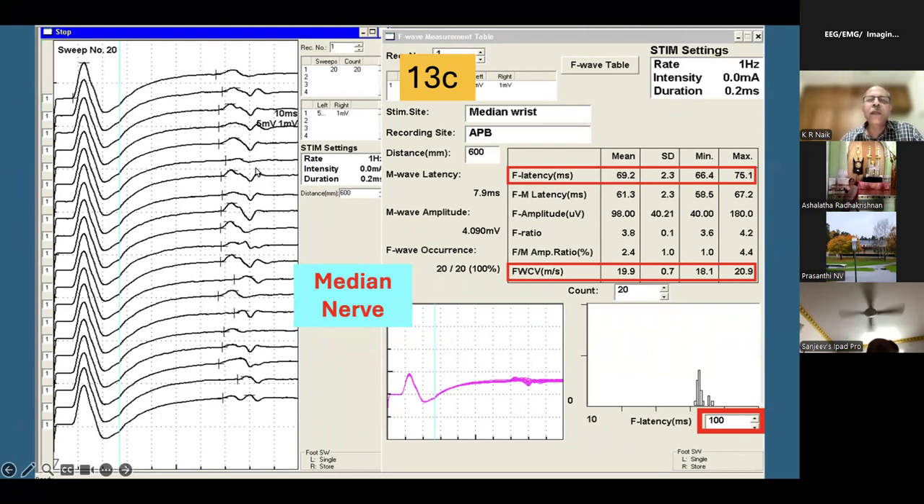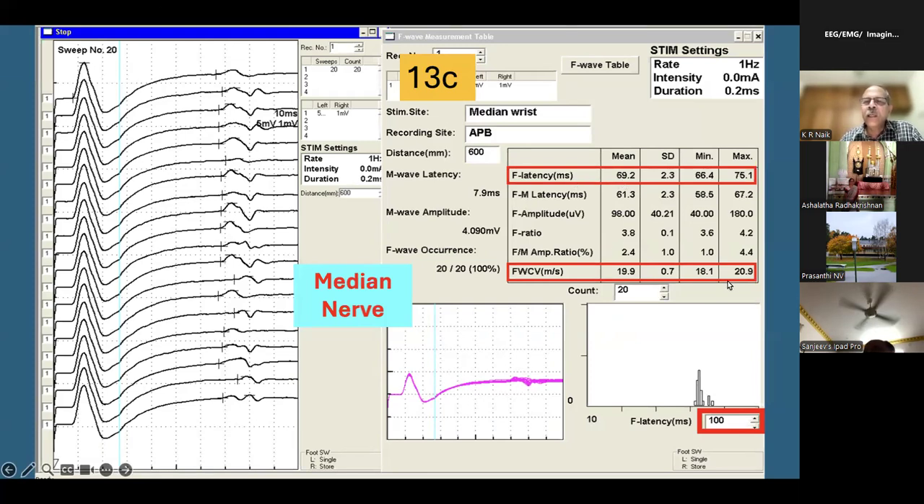100% F, if the F is 100% in the peroneal nerve, that is acceptable. That's within normal limits, but it cannot and should not be getting 100% F in the median nerve. This is abnormal. There's additional pathology. Second thing is the latency. 69 is abnormal. Generally, we expect around 39 milliseconds.